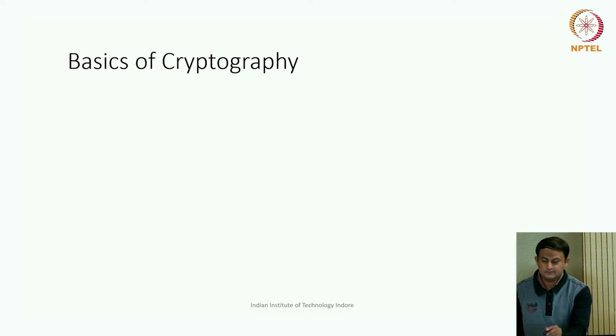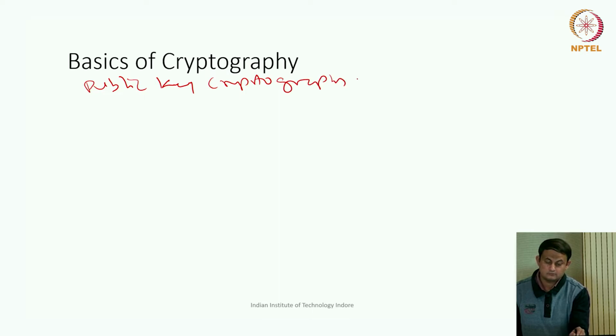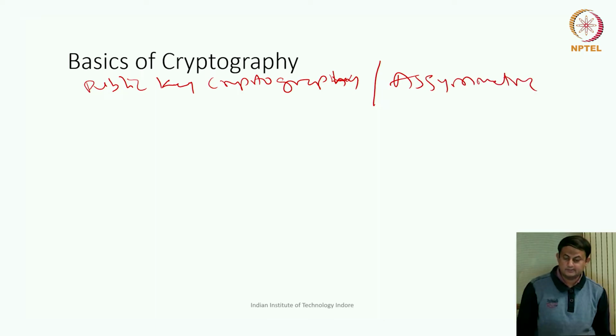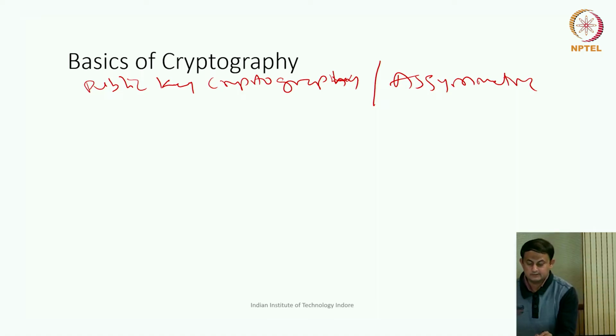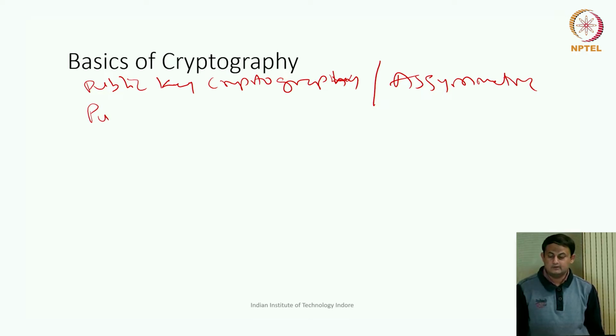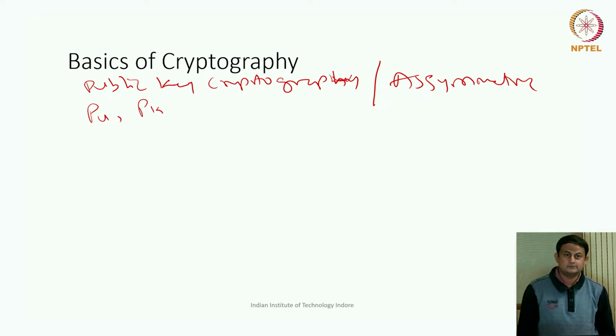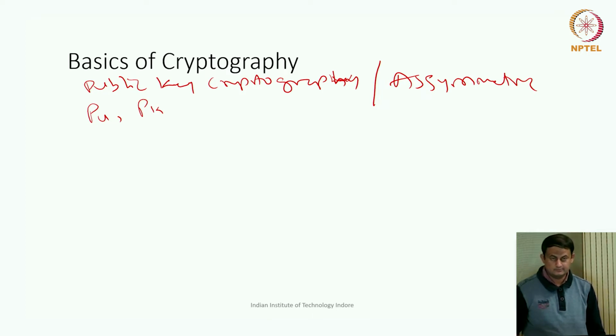The second form of encryption is something called asymmetric key cryptography, or this is also called public key cryptography. So what happens here is, instead of one key, we have two keys. One part is called the public key, usually denoted with PU, and the second part is the private key, which is denoted as PK.